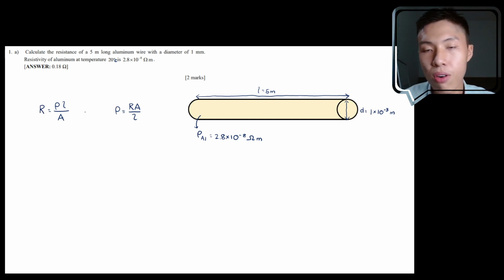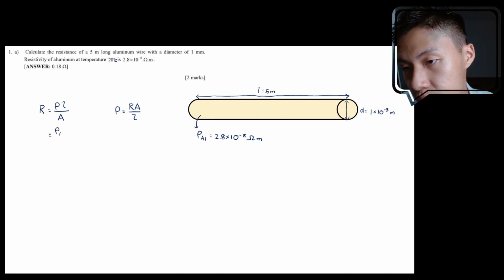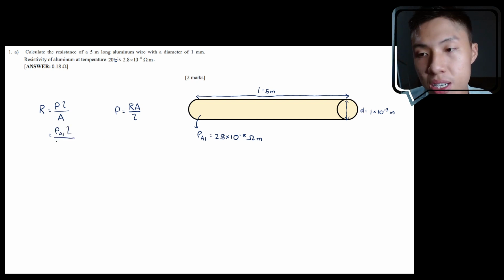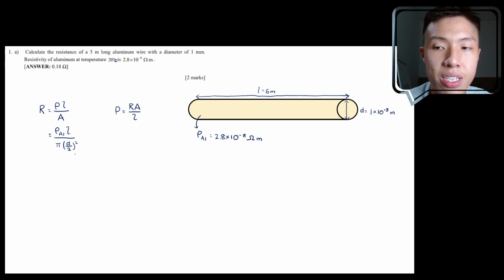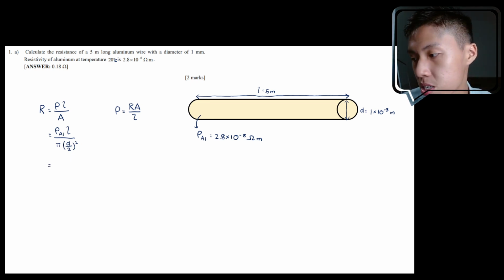Now we have all the values we need. You have the resistivity, you have the length, and you know that the diameter here can allow you to find the cross-section area. So what you need to do right now is to re-express the cross-section area in terms of diameter. This is the resistivity of aluminum times the length, and the cross-section area for a circle is just pi r squared, but since you don't have the radius, you know that radius is just half of diameter. So now you have changed your equation, replacing the cross-section area with pi (d over 2) squared. Now it's just a matter of substitution.